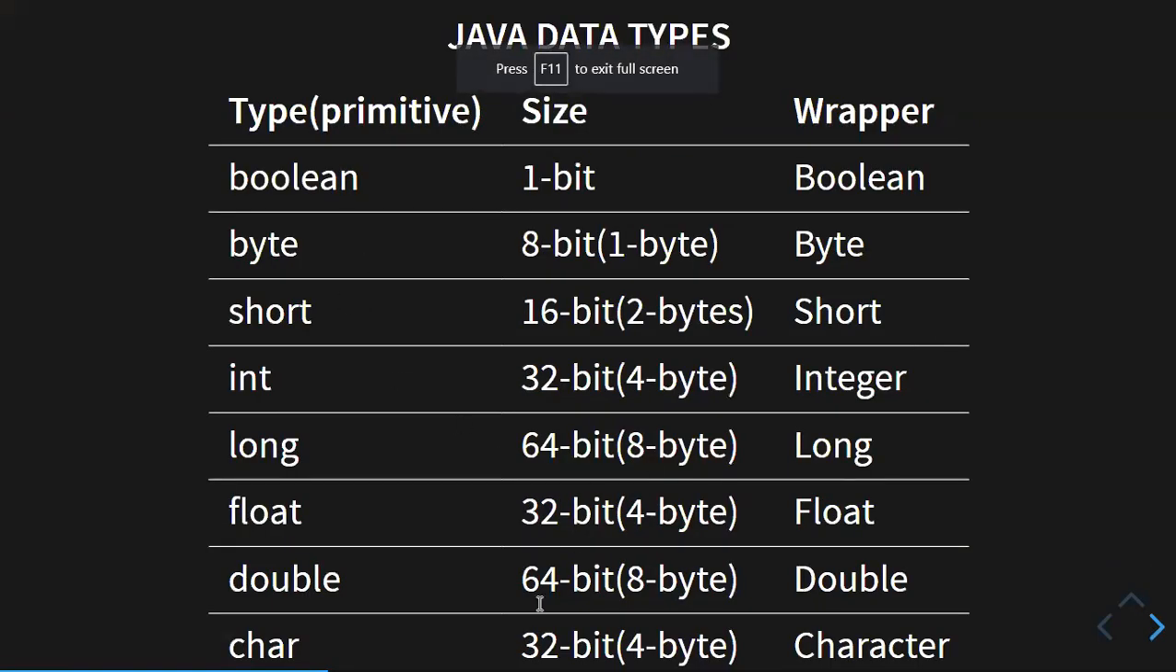I guess that's all of them. Okay. So a character is 32 bits, which is pretty big, right?